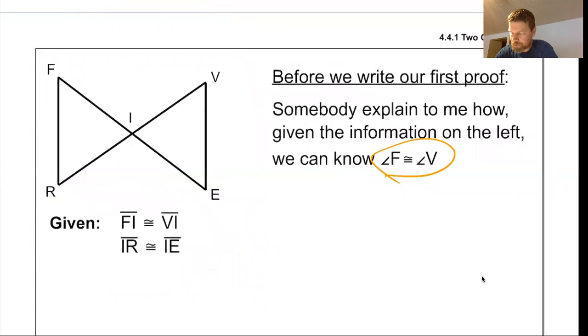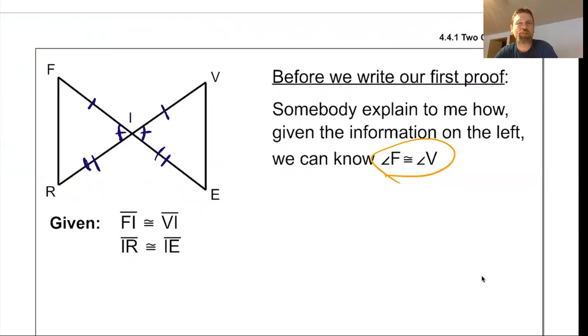One way we'd go about doing it is actually just exploring it and saying, okay, well, I know FI and VI are equal, so I can mark them equal. I know IR and IE are equal, so I can mark them equal. And when I look at that, I see a couple of triangles and I remember, oh, these angles are definitely equal too. They're equal because they're vertical angles.